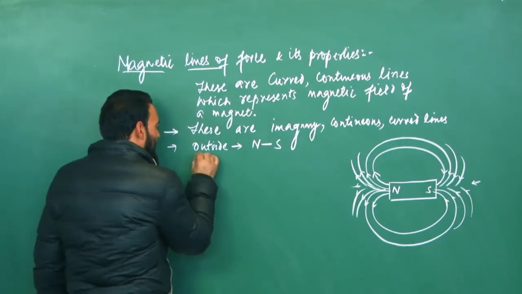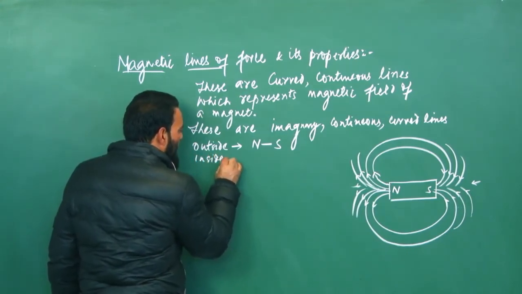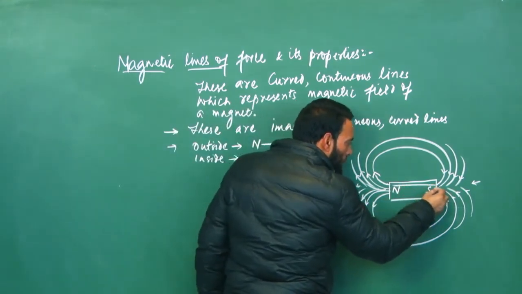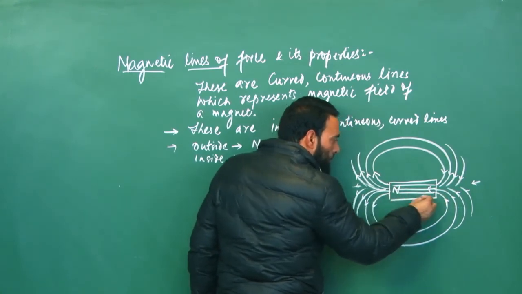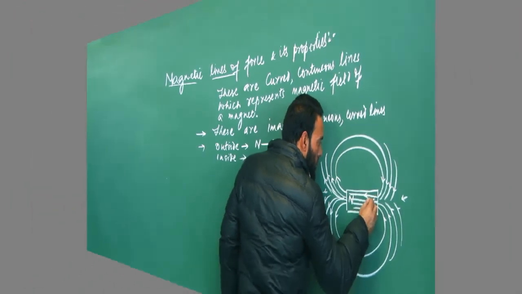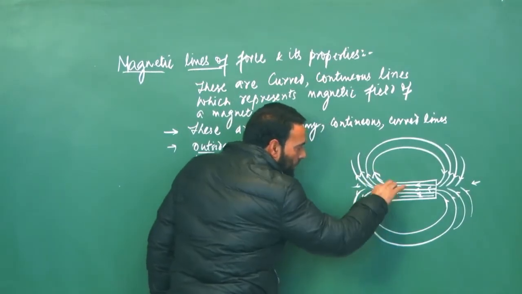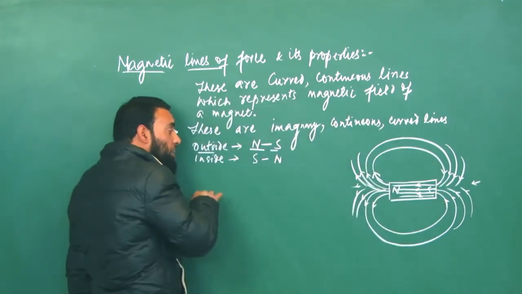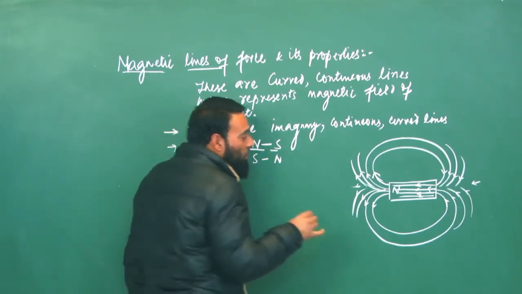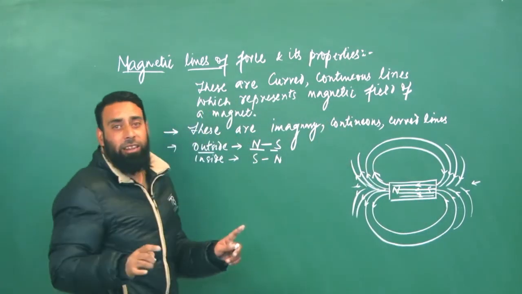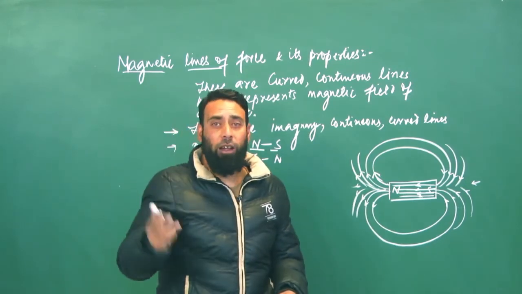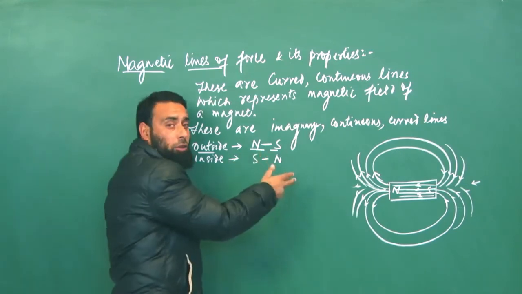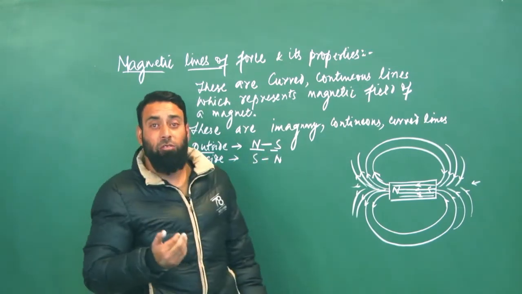But if we see inside the magnet, these magnetic lines of force are directed from south to north, like this. So it is clear that these magnetic lines of force have two important directions: outside the magnet they are directed from north to south, and inside the magnet they are directed from south to north.